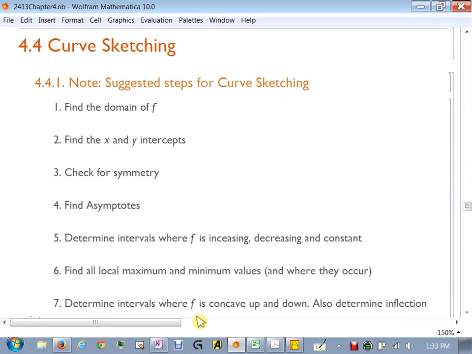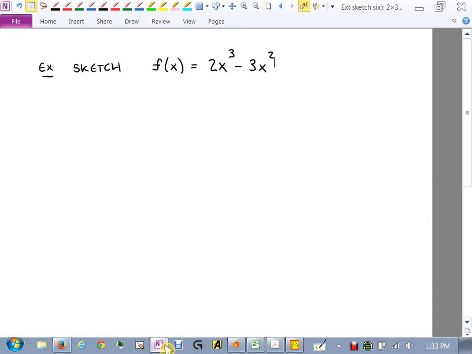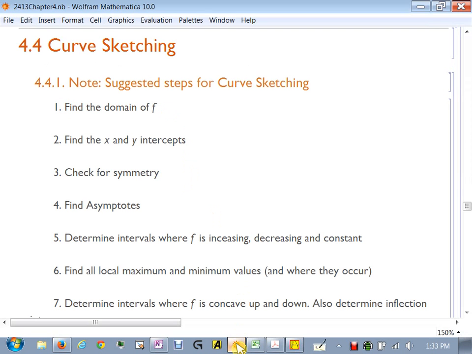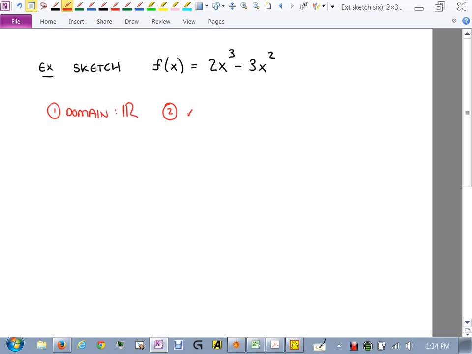First thing, find the domain. What's the domain of this? All real numbers. It's polynomial. 2. What's the next thing? X and y intercepts. How about the x-intercepts? Set it to 0. Right?